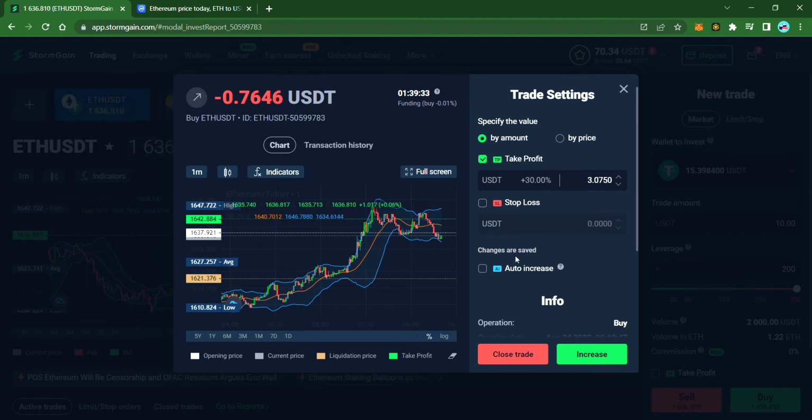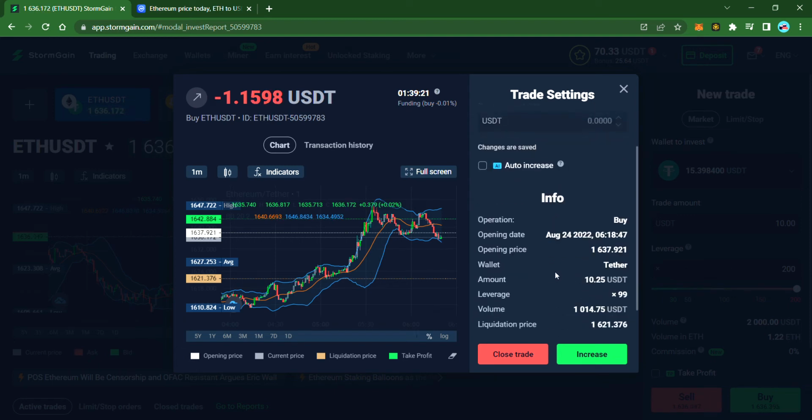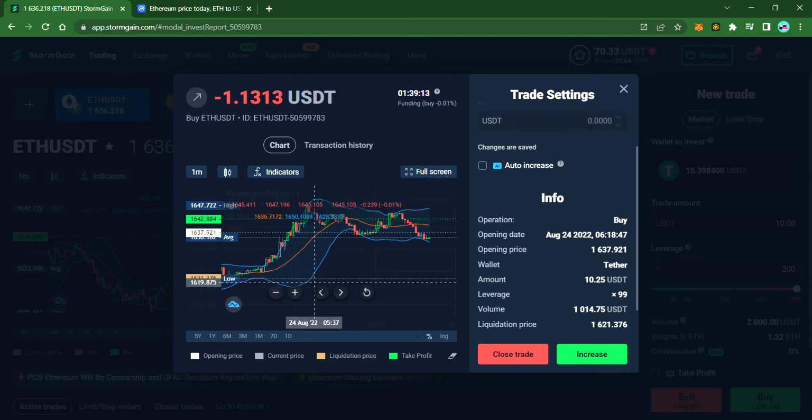Depending on your leverage, you can use auto increase. If you are on a reasonable leverage, under 30, you can use this one. Otherwise, if you are on 100 and 200x, never use this, because it will wipe off your money in a few seconds.